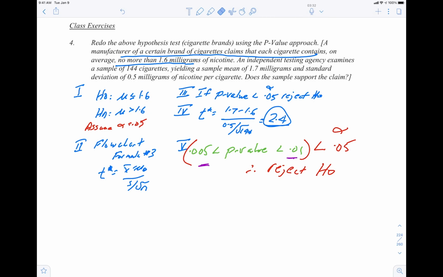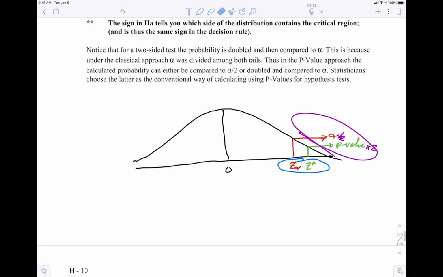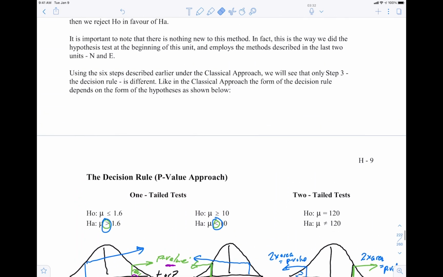The formula that we use is a T formula because our population sigma is not known. And so then we went through and we worked out the computed T value. It turned out to be 2.4. And that gave us a P value, when we looked it up on a table, somewhere between 0.5% and 1%. Now that is the P value approach. We did this originally using a classical approach up here.